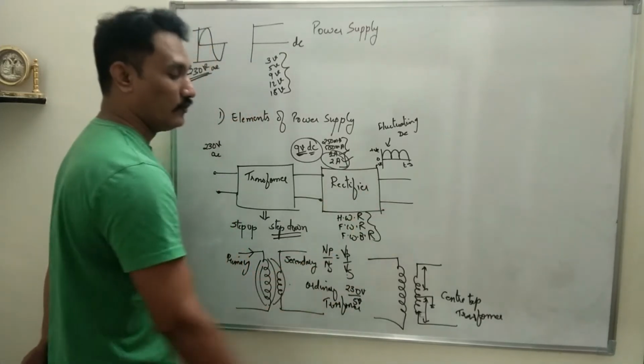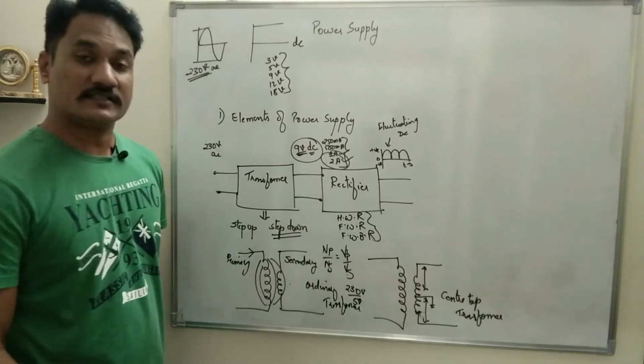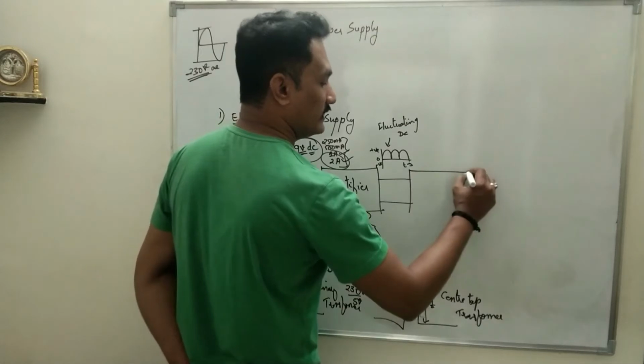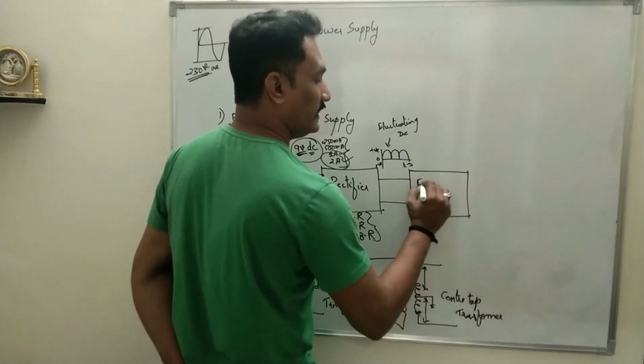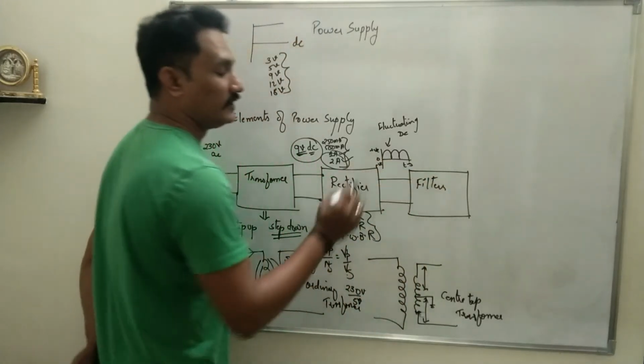Under this heading, we will try to understand three such circuits which convert AC into DC. Okay. The next block is called filters. Okay, filters.